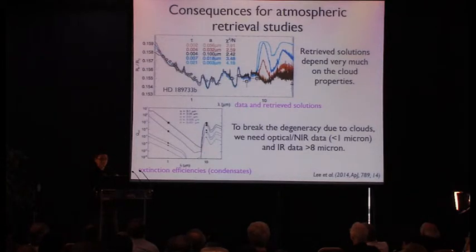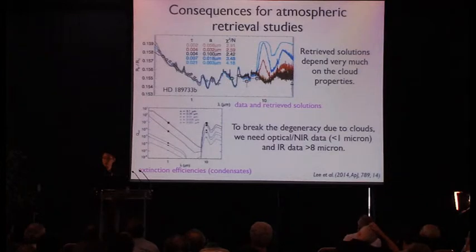So the take-home message is that we need optical data to tell us that clouds are present, and we need data above 8 microns to completely break the degeneracy due to clouds. I'm not showing you this here, but the atmospheric chemical abundances for each of these solutions are rather different by factors of 2 or 3 or more. So you really want to understand this.